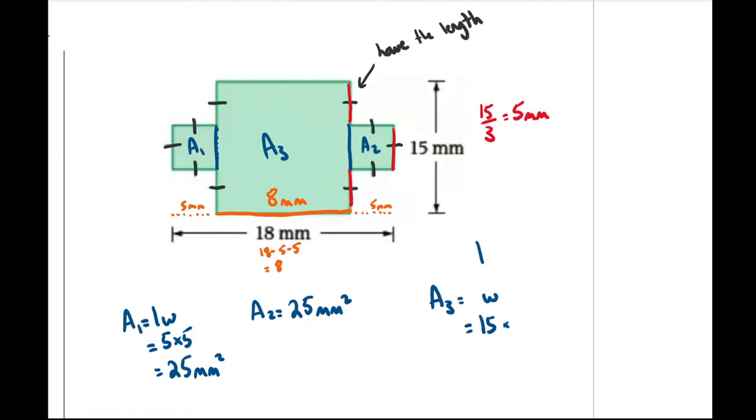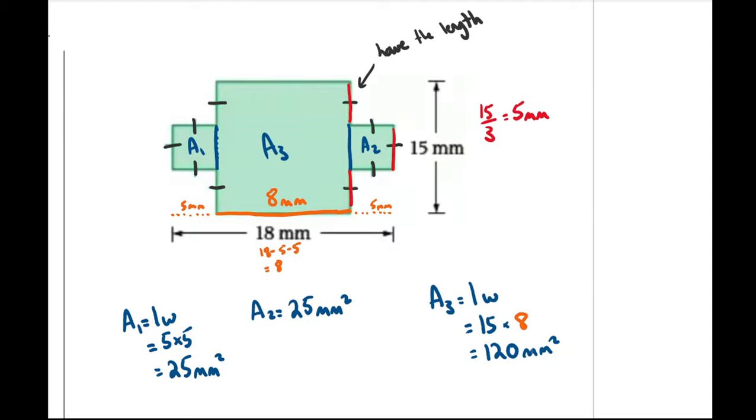So when I do my length times my width for my third object, 15 times 8, that will give me the area of this third object, which is 120 millimeters squared. It is also helpful to point out that even though it kind of looks like a square, that may not always be the case.